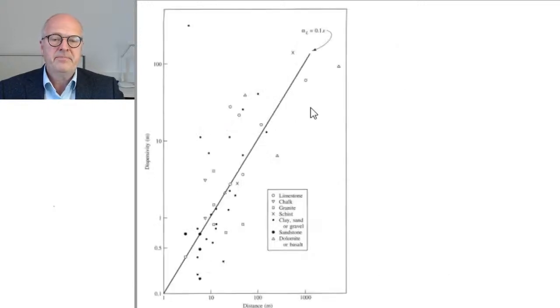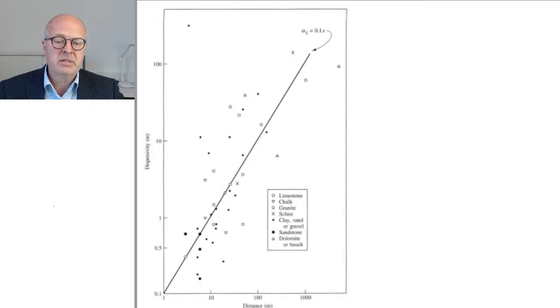Now, this observation that complexity increases all the time is shown in this graph. It looks boring and not special, but it holds a very special and very important message for you. On the x-axis, you see the distance. So this is the distance over which a tracer experiment has been carried out.